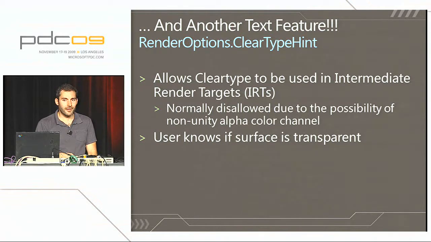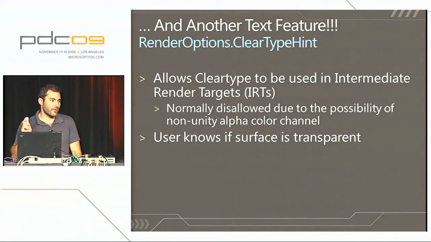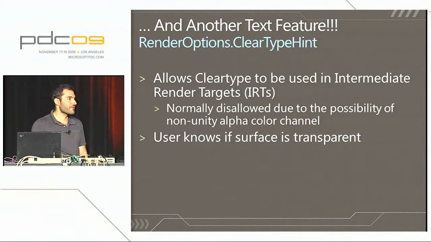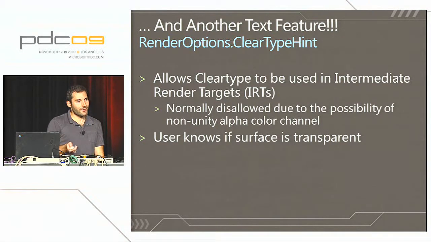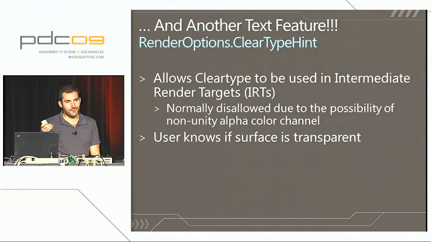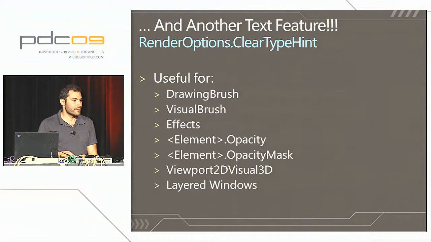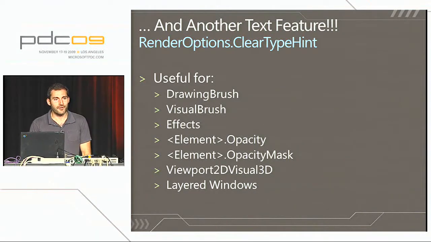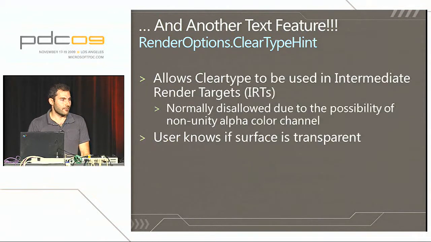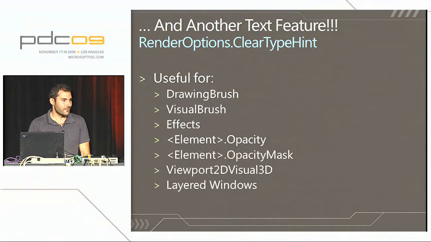So if you're rendering ClearType onto an intermediate render target, we can only render ClearType properly if the intermediate render target does not introduce alpha. Now this is a mouthful to say, but the reality is the compositor does not know whether or not you're introducing alpha, so it always assumed you were, so it would turn off ClearType when rendering into, again, a visual brush or a drawing brush or a layered window or any of these things. So with ClearType hint, you can basically tell the compositor, hey, I'm not introducing alpha. You can go ahead and render ClearType correctly into my intermediate render target, and it will look correct on the screen. That's why it's called a hint. You're basically hinting the compositor to go and do that.